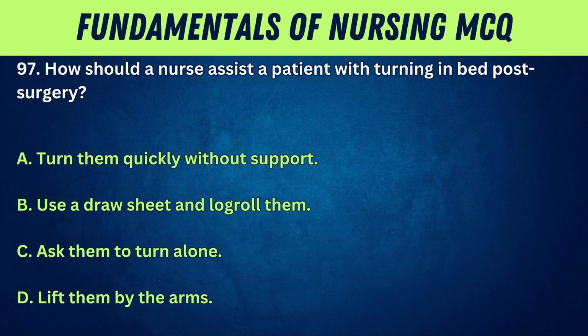97. How should a nurse assist a patient with turning in bed post-surgery? A. Turn them quickly, without support. B. Use a draw sheet and log roll them. C. Ask them to turn alone. D. Lift them by the arms.